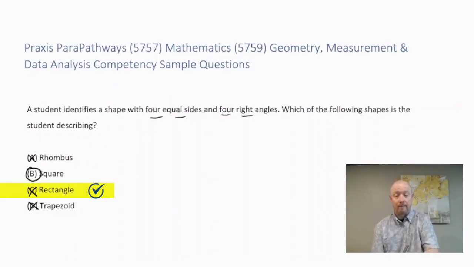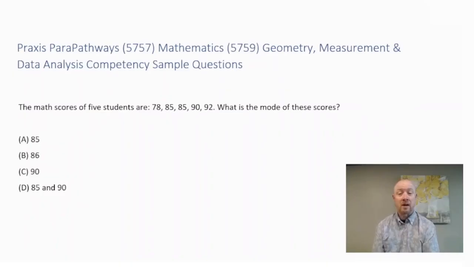square, choice B. The math scores of 5 students are 78, 85, 85, 90, and 92. What is the mode of these scores? Is it A, 85, B, 86, C, 90, or D, 85 and 90? All right, so when we talk about the mode in statistics, the mode is what appears most. One clue is looking at MO for most and mode as a tip for teaching the students. Well, when we look at our list here, all the scores appear one time on the list except 85. It appears twice, so the correct answer here is A, 85.